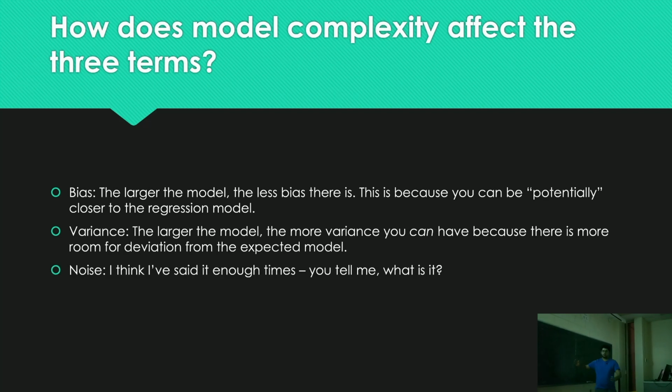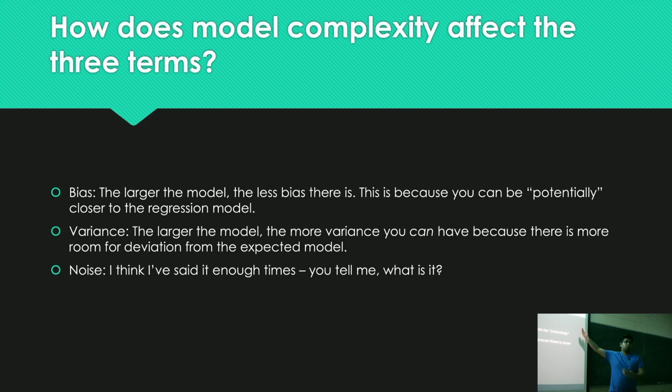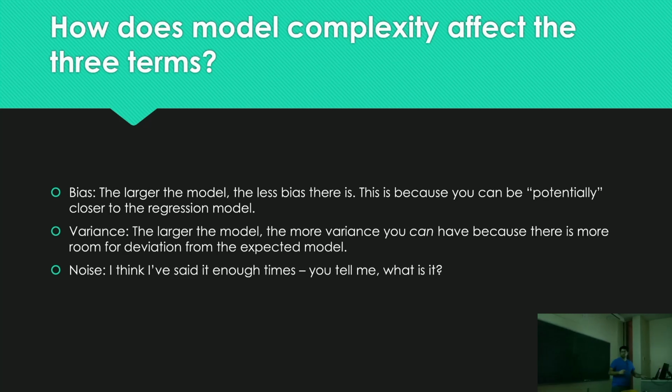And finally, noise, this last term. I've said it enough times, you tell me, what is it? How does the model complexity affect it? Come on, there's one right answer out of two. Okay, I see some nods, good. Because that is represented by noise in the data itself.